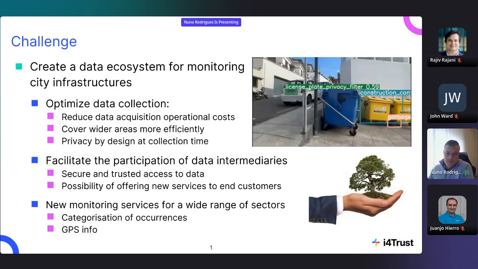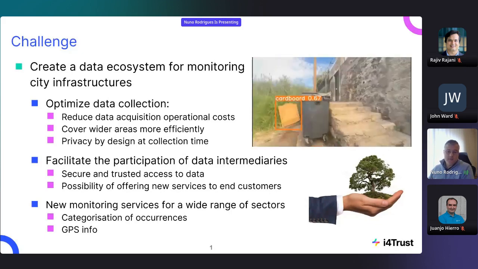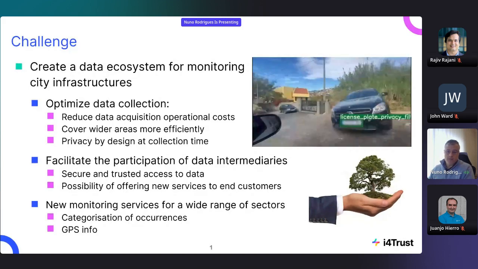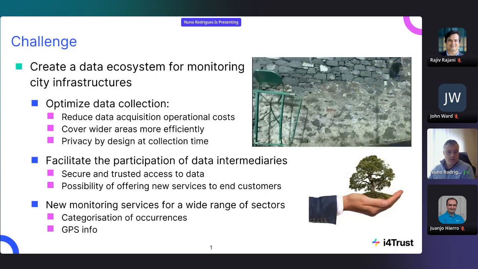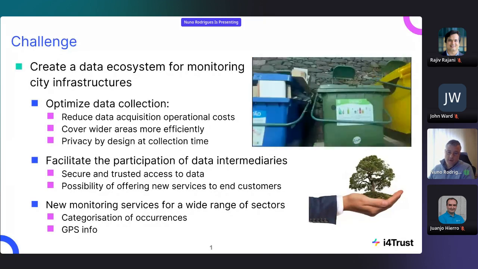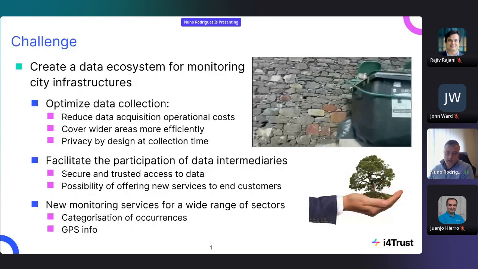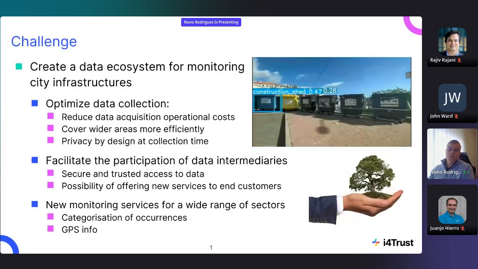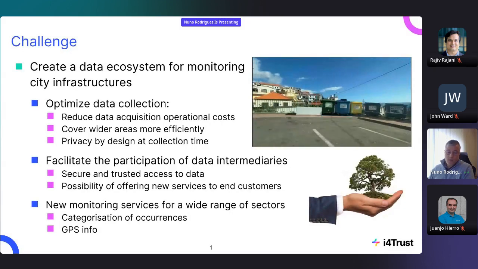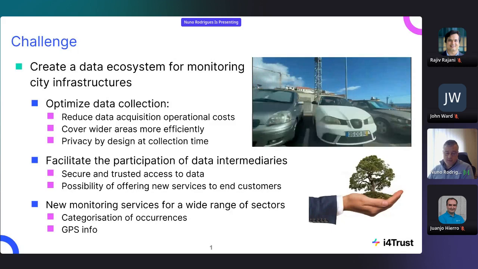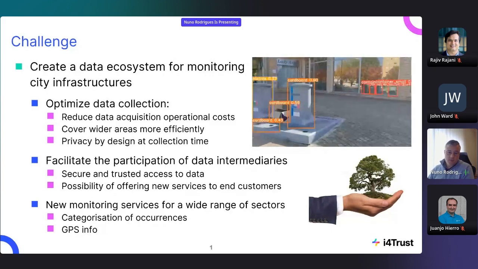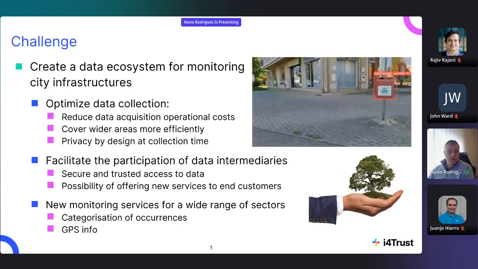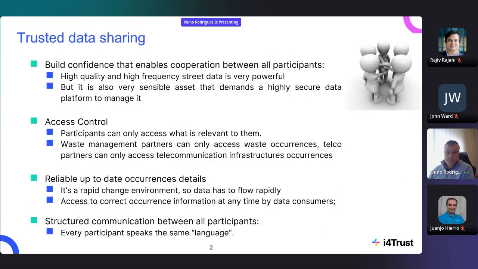Within the scope of this experiment, the system will be able to detect and record the GPS location of occurrences related to outdoor advertising, energy grids, and waste disposals. That's our target for the experiment. The detected occurrences will be shared with each corresponding partner, and they will integrate the information to optimize their operations. However, there's a great challenge for the realization of these ecosystems, which is to have a secure and trusted data sharing digital infrastructure. And that is exactly what we propose to solve using i4Trust components.